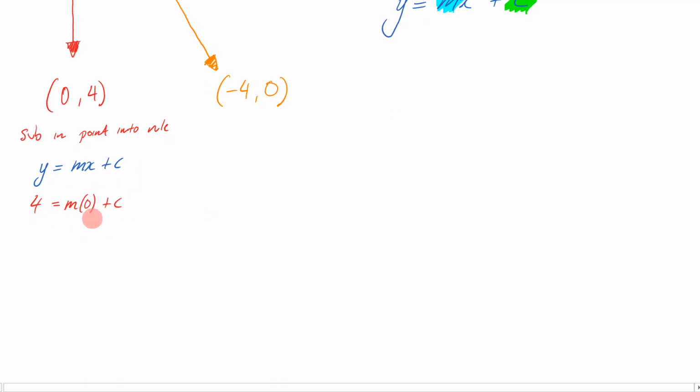Now, what can we do here? Well, what is m times 0? It's just 0, because anything times 0 is just 0, right? Plus c. What's 0 plus c? Or in other words, what's nothing plus c? Well, it's just c. So that means c is equal to 4.